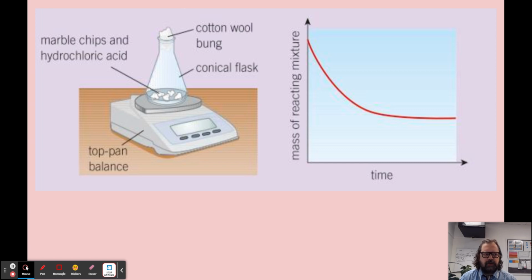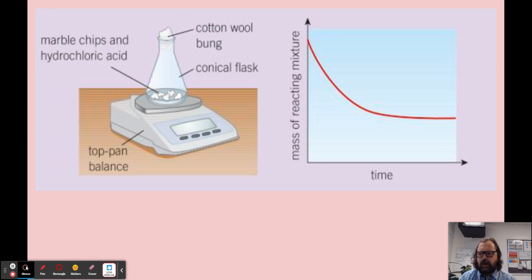Remember, rate means how fast something is happening, and you can measure rate by either looking at how quickly products form, or in this case, how fast reactants are used up. The mass is going to go down in this flask because as the marble chips and hydrochloric acid react, they'll make carbon dioxide gas and it will escape. The less time it takes for the mass to reduce, the faster the reaction is going, and so you say it has a bigger rate.